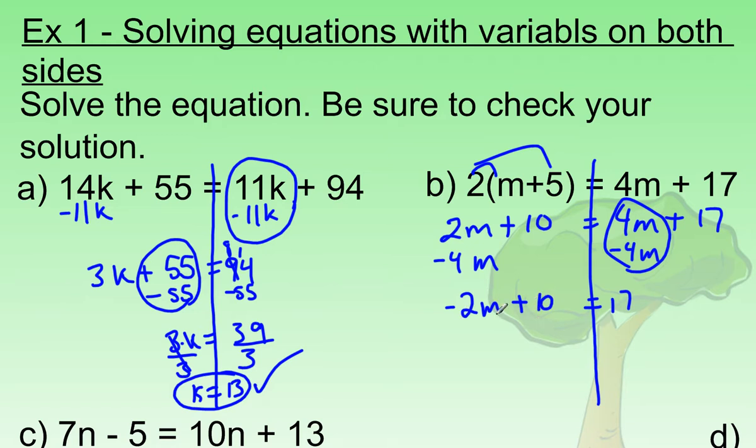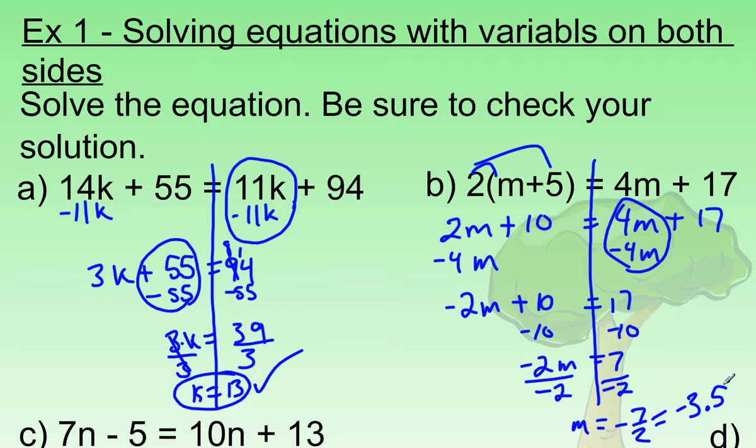So let's go. We're going to get rid of the add and subtract before the multiply or divide. So I'm going to minus 10 on each side, giving me negative 2m equals 7. Divide both sides by negative 2. And I get m equals negative 7 over 2. And we can actually simplify that. 2 goes into 7 3.5 times, so negative 3.5, or you can use a fraction. Okay, so we think that's the correct answer.